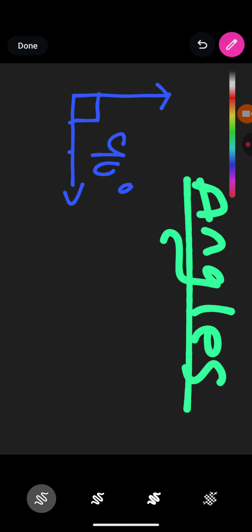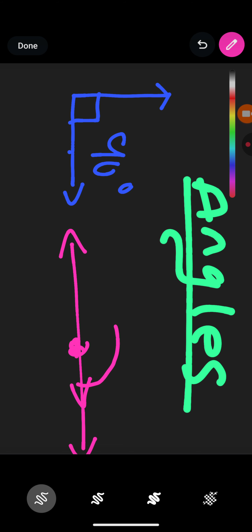Okay, the other common angle is 180 degrees, which is also called a straight line, okay? So if this is the center and you are facing this direction, so if you turn like this, we say you have turned 180 degrees. 180 degrees, okay?